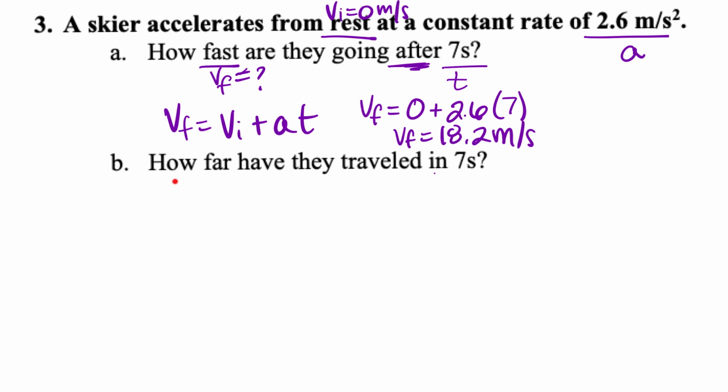Now for part B, we want to know how far they've traveled in 7 seconds. So again, we're talking about how far something's going. We're talking about distance. So we want a formula now with distance in it, and we have all the other variables. So there are actually 2 formulas that will work.